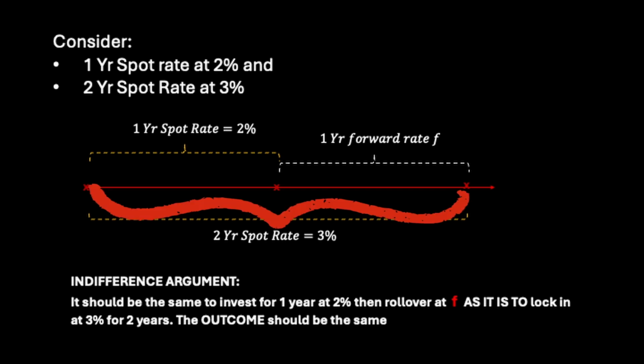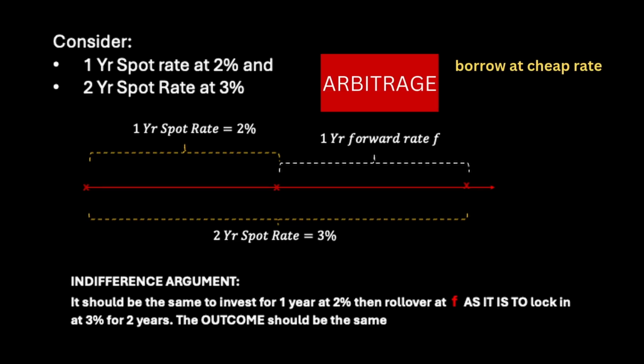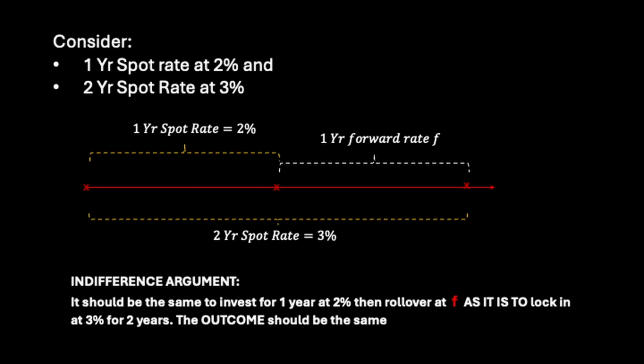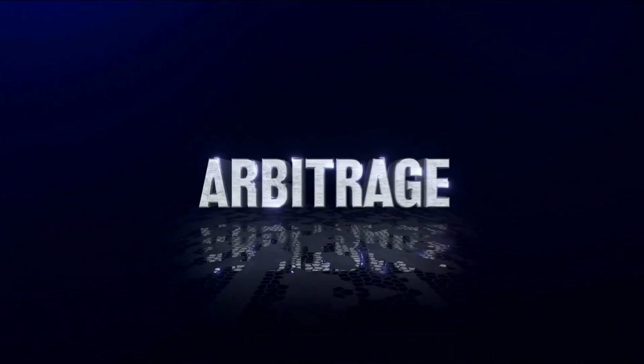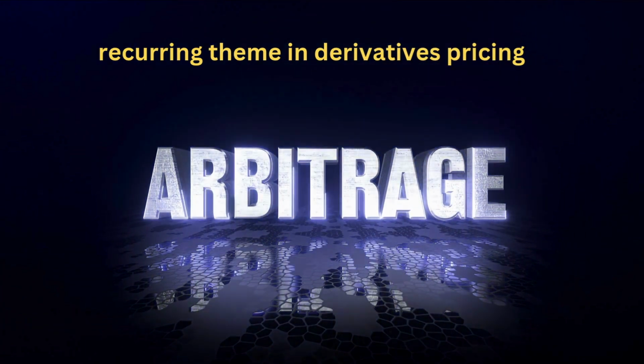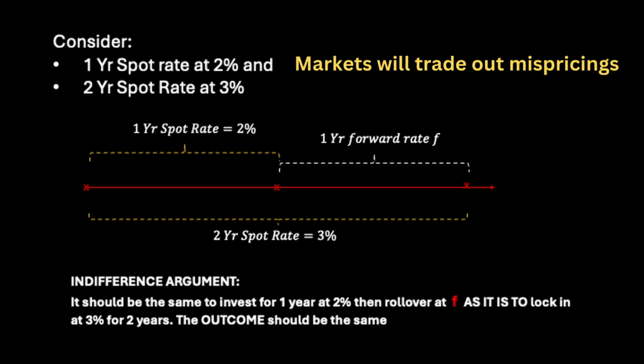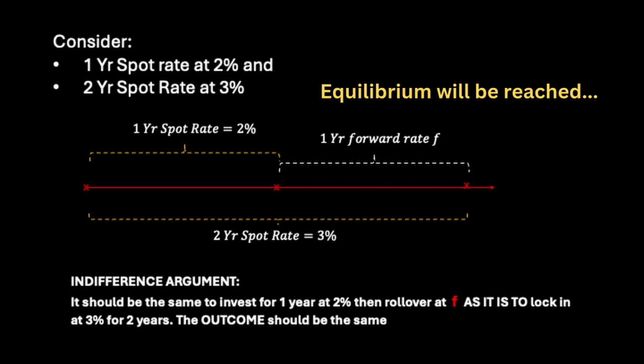Now, why should this argument work conceptually? Well, because if not, then there will be arbitrage opportunities where one will fund using one source and invest in the alternative, or vice versa. We did that kind of argument in our previous video on bootstrapping, and it's a recurring theme in derivatives pricing. Because the market is expected to eventually trade out any mispricings, then any practitioner will end up being indifferent to one or the other or any other alternatives. At least that's the argument.